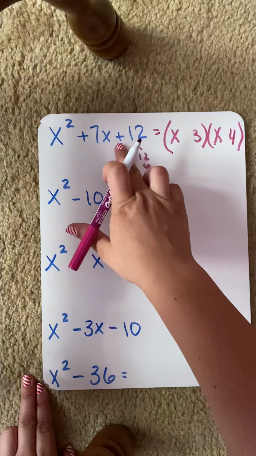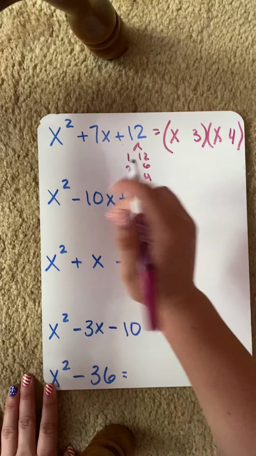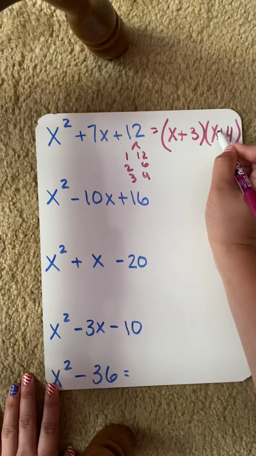Then if your last sign is plus, it means they're the same signs. You look back and they're both whatever your first sign is. So you get x plus 3 times x plus 4.